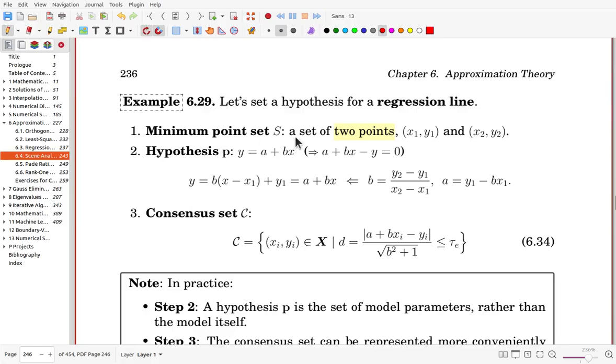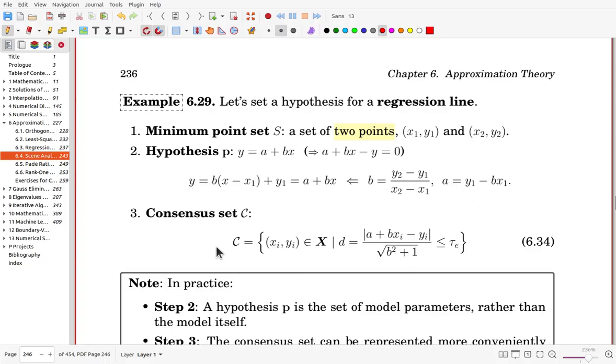Mathematically, the minimum point set is a set of 2 points because our model is a regression line. A line requires only 2 points. The hypothesis, that is y equals a plus bx, can then be written in this way, and eventually this is a point-slope form, and b is the slope. After getting this, we reorganize so that we write it down in this form. So these are the parameters. Okay.